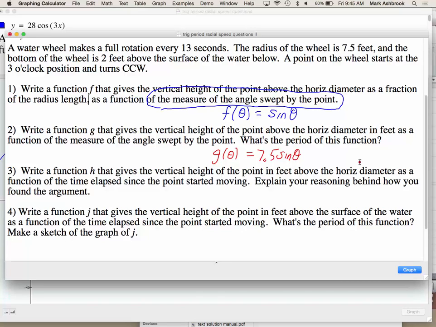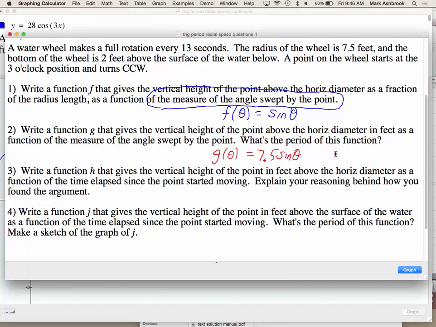So if the full radius length is 7.5 feet, then sine theta is whatever fraction of a radius length we are. We take that fraction times 7.5. If it's a half, then we're halfway up the radius, and we're going to take half of 7.5 to get how many feet? So this goes back to the bug in the fan when we first started, the very thing we started a week or two ago. We talked about if it's 7.5 feet and you're halfway up, then you're 3.75 feet up. So you're going to take half of 7.5.